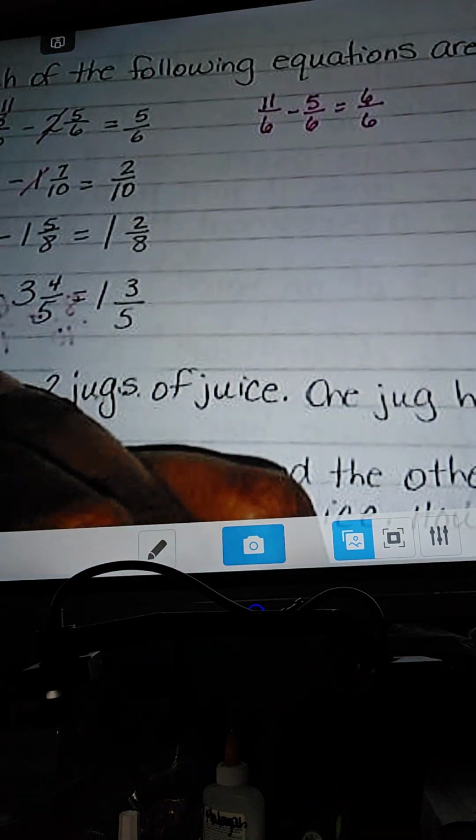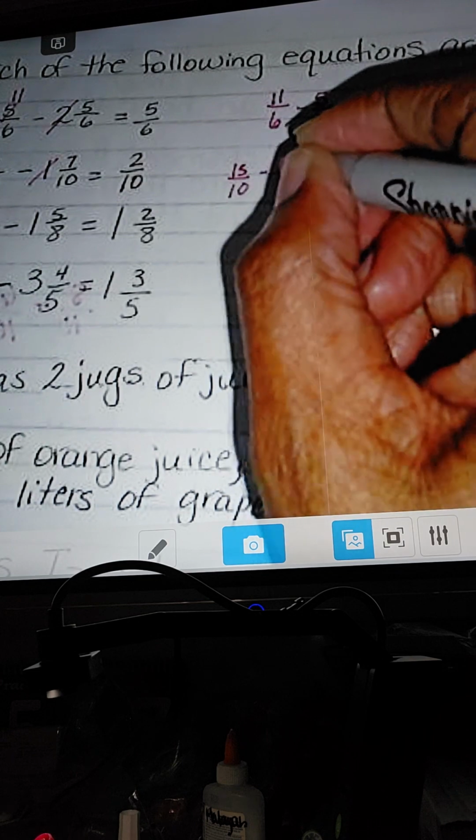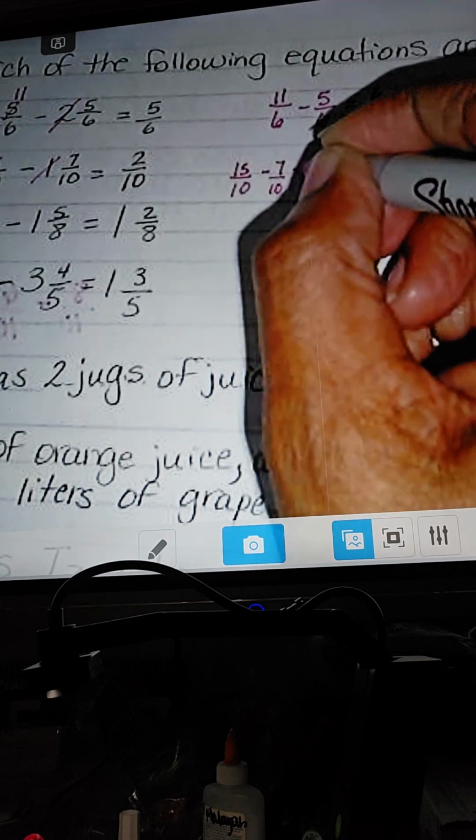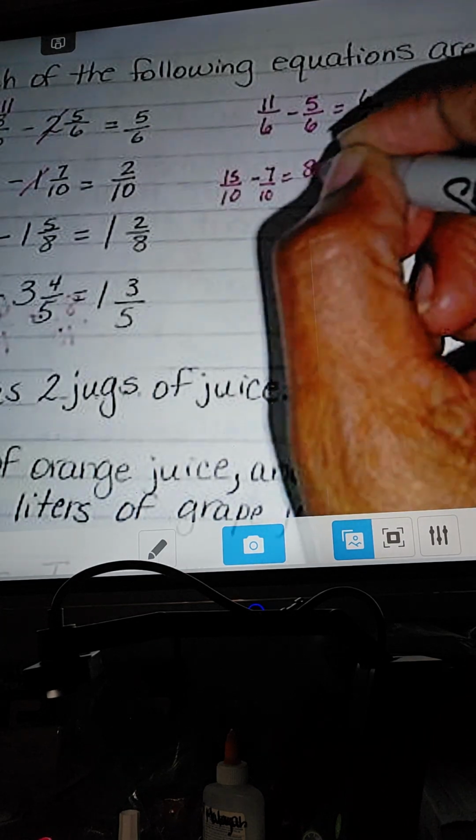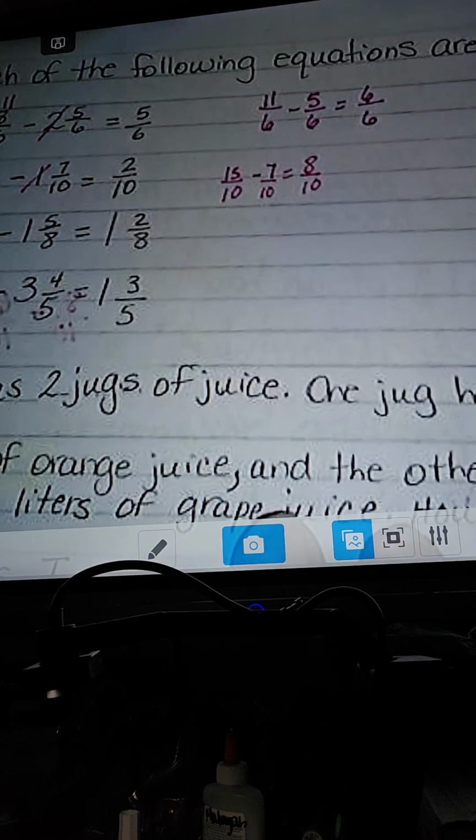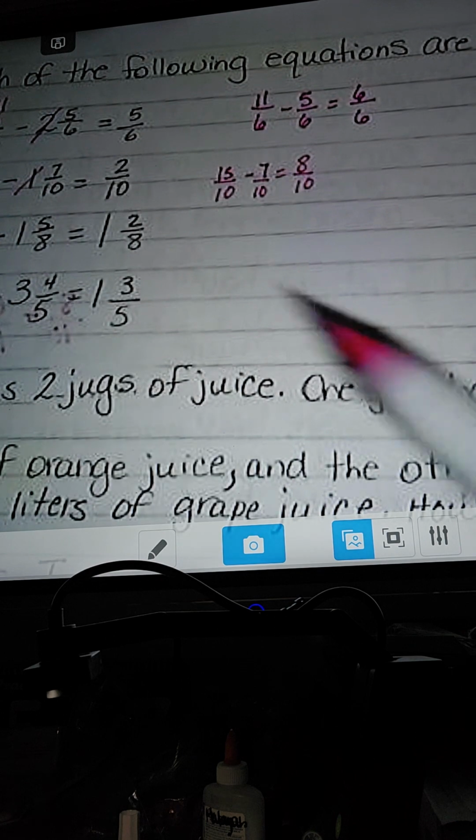Let's see if that's correct. 1 minus 1 is 0, so I can cancel out my 1s. Now 15/10 minus 7/10. What's left? 8/10. All right, so that's not correct. Let's look at C.